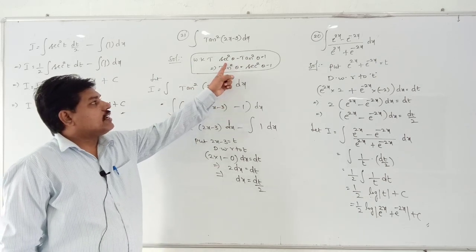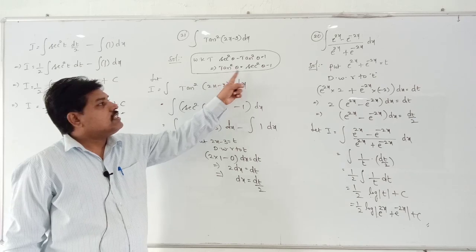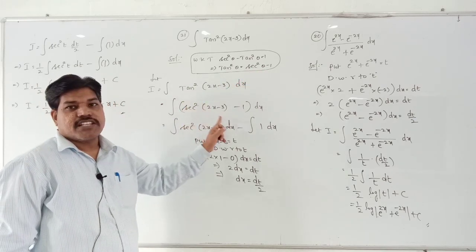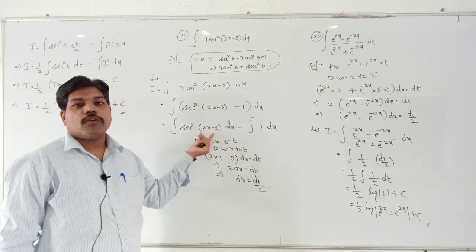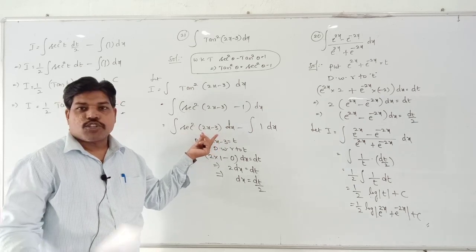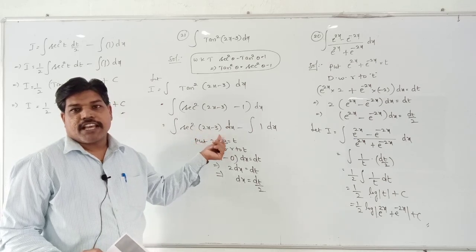So secant square theta minus tan square theta is equal to 1. So tan square theta can be written as secant square theta minus 1. And separate the integrations. So secant square 2x minus 3. In the next problems you can write directly what is the secant square ax plus b.